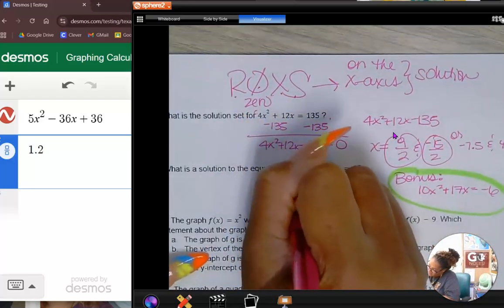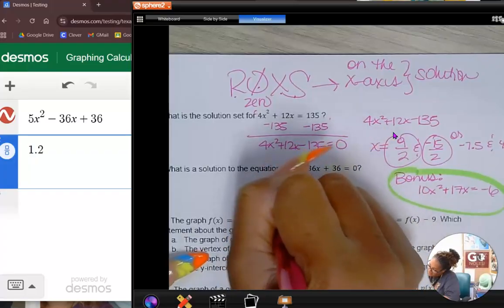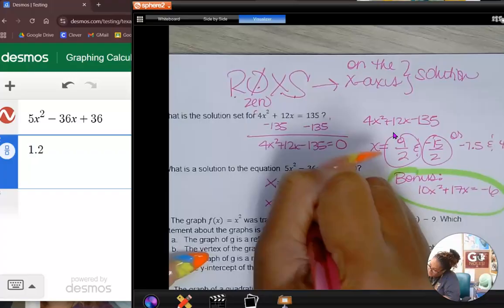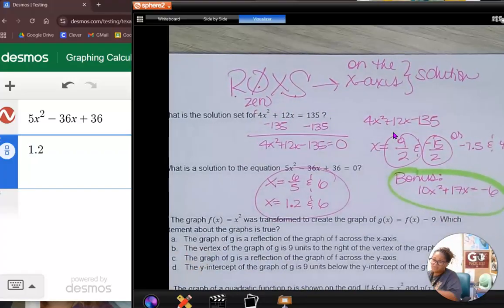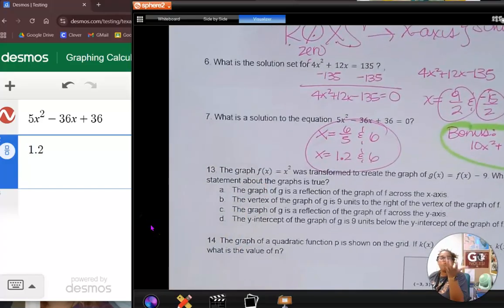X equals 6/5 and 6. X equals 1.2 and 6. Both of these are acceptable. All right, it says number 13. I don't know why it skips 8, 9, 10, 11, and 12, but here we are.